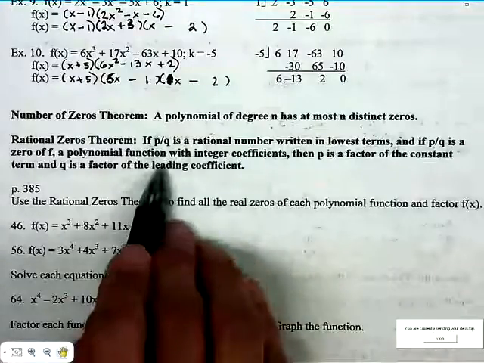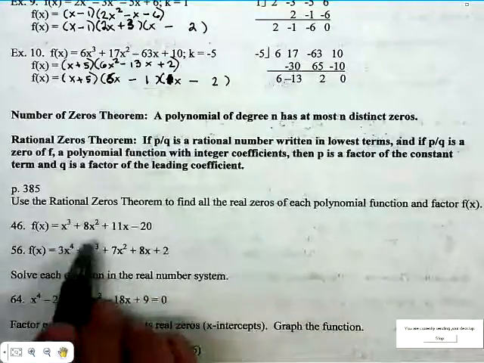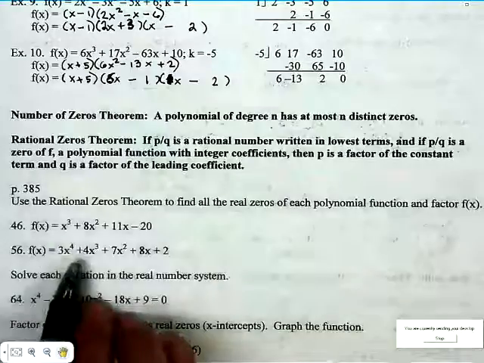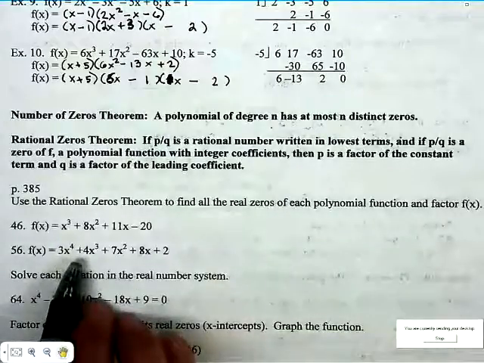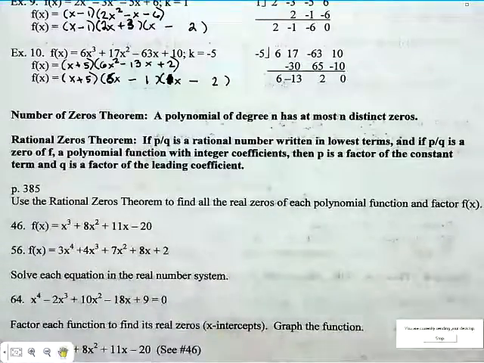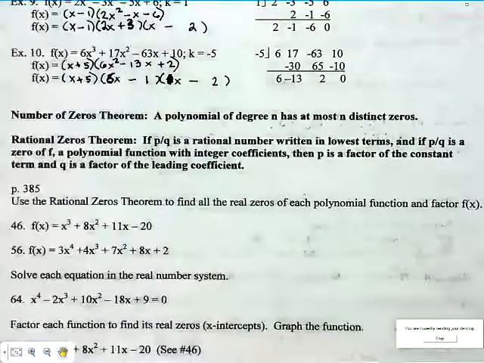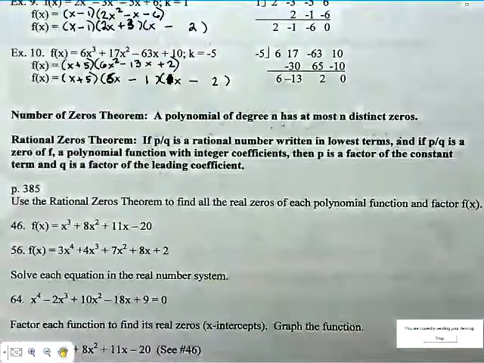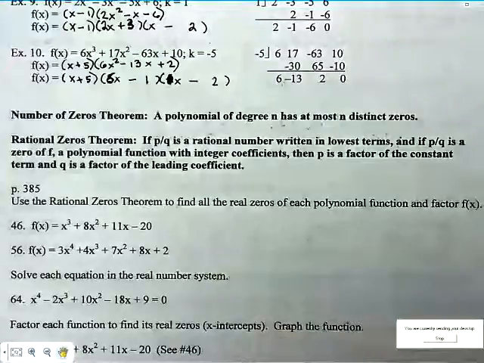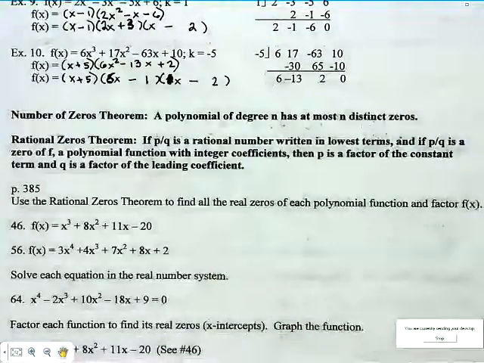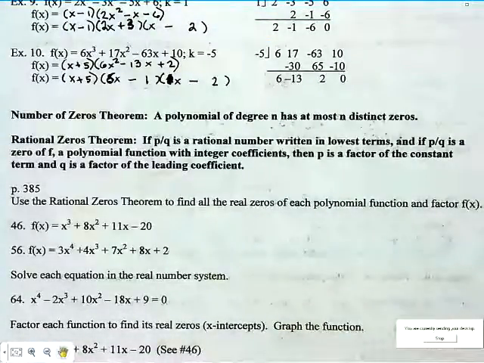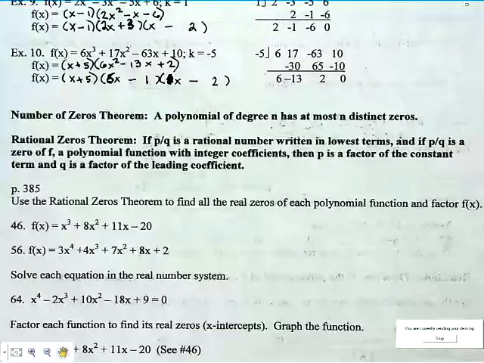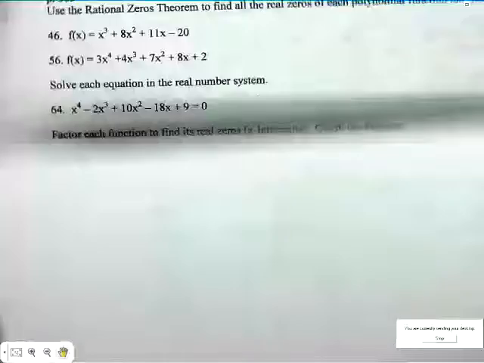Let's see how to use that to find the zeros of a function we could not have found the zeros of before. For example, number 46. The rest of these examples you are not going to have room to write on this paper. Somebody asked me earlier, is this homework hard? You said it was going to take us a long time in class. Is it hard? It's not difficult. It's time consuming and paper consuming. Number 46.